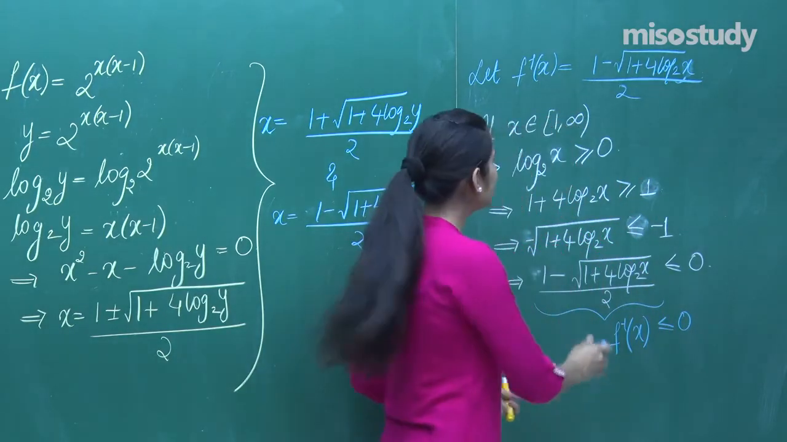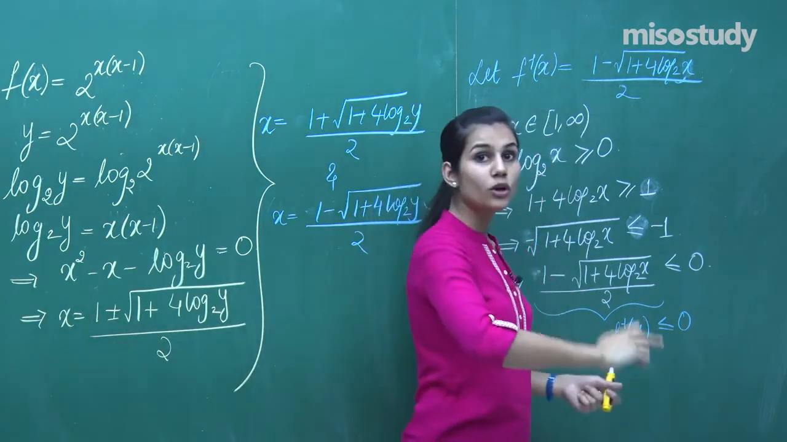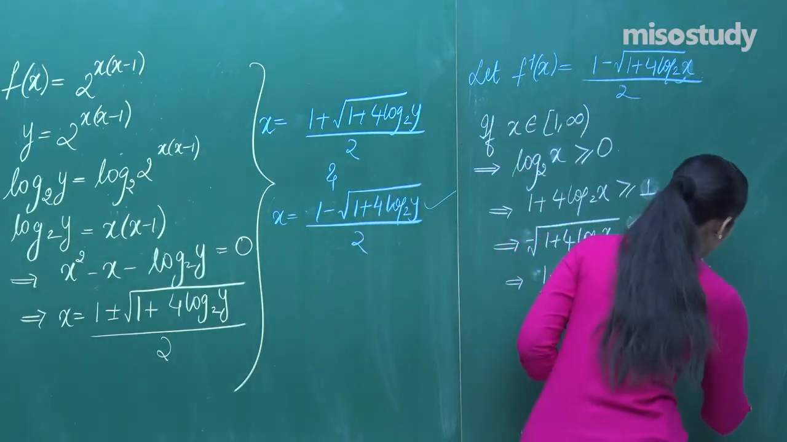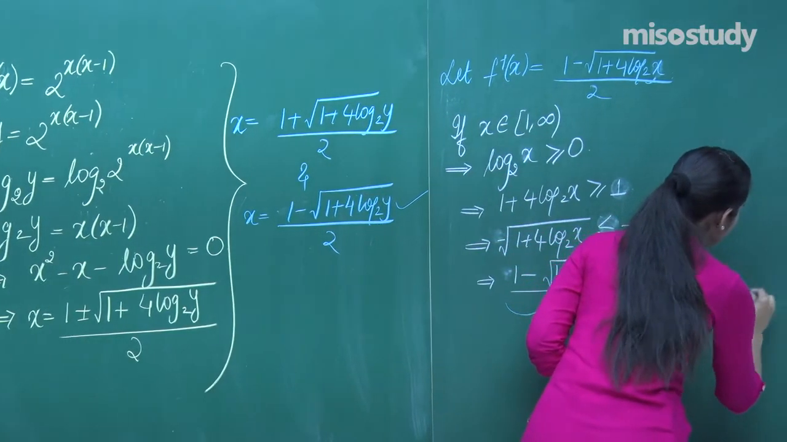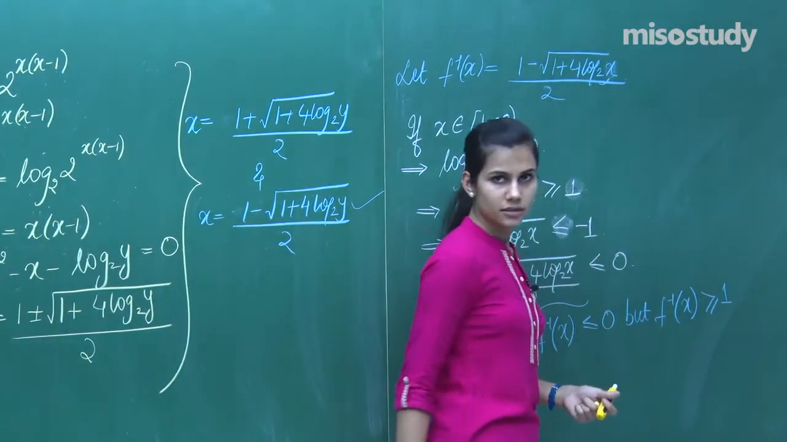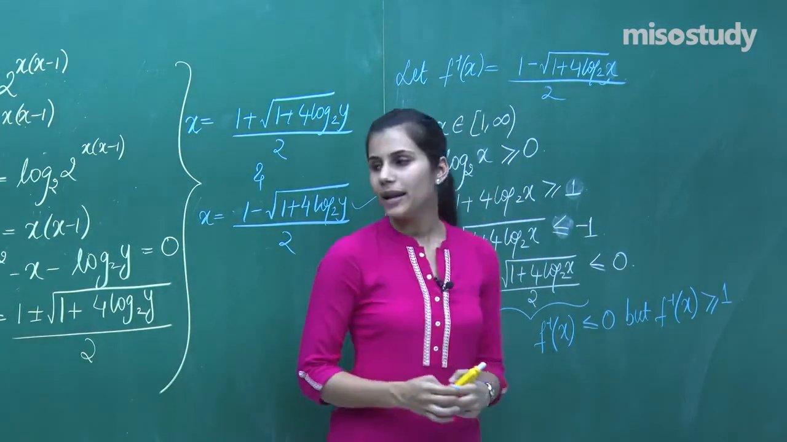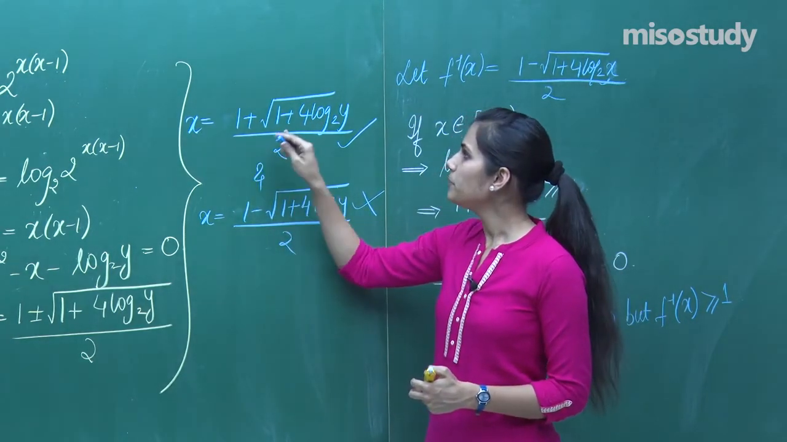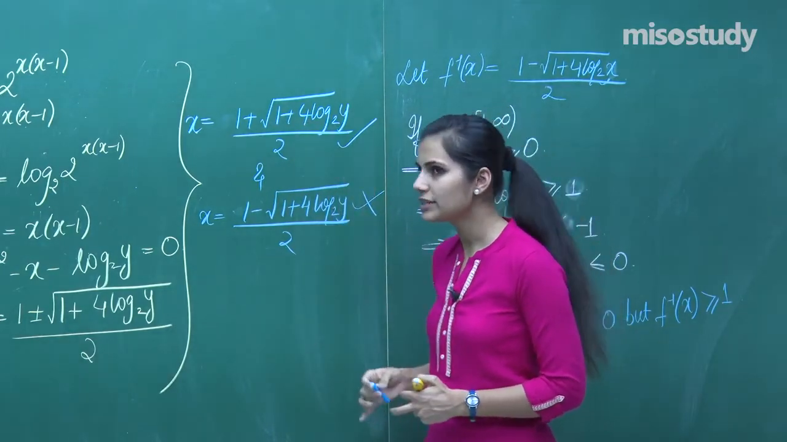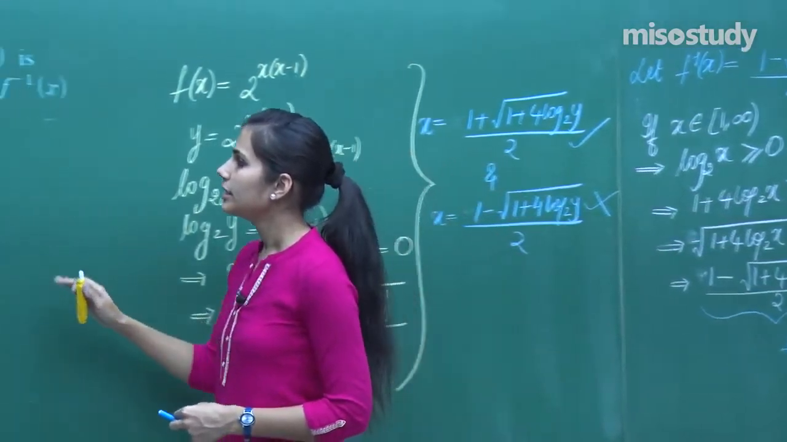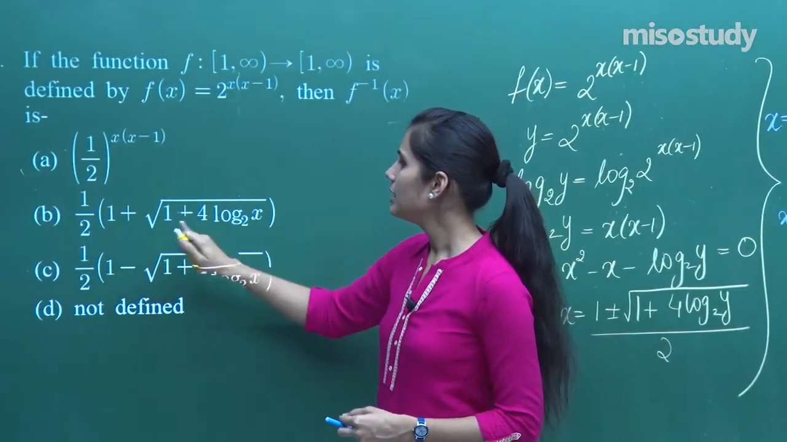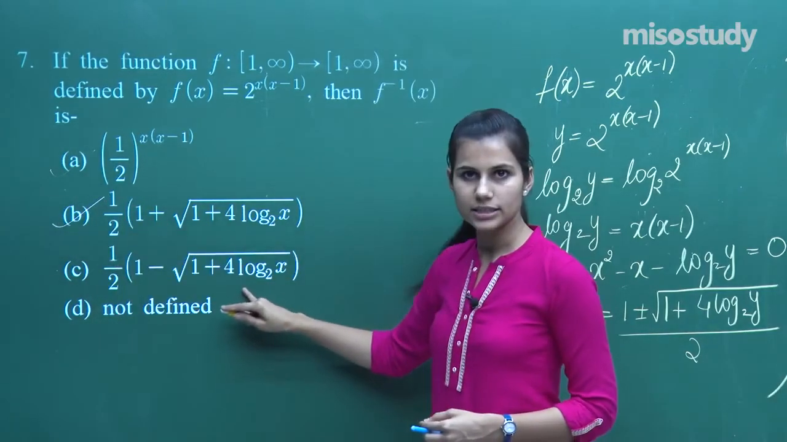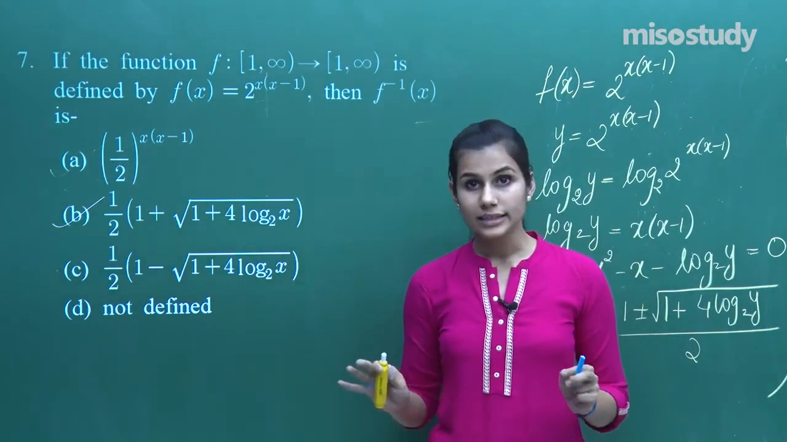But for all x belonging to [1, infinity), f inverse x should belong to [1, infinity), which is greater than or equal to 1. So f inverse x has to be greater than or equal to 1, but that's not the case. This implies this is not your f inverse x; this is your f inverse x: f inverse x is (1 + √(1 + 4 log x to the base 2))/2, and not the other one. Fine, that is what happens in our case over here.